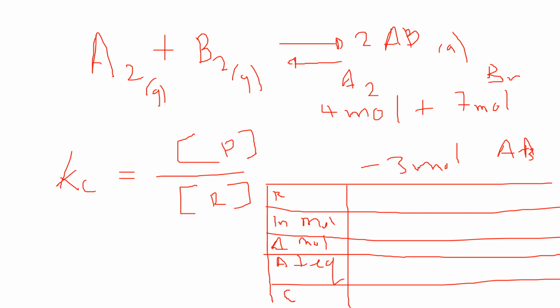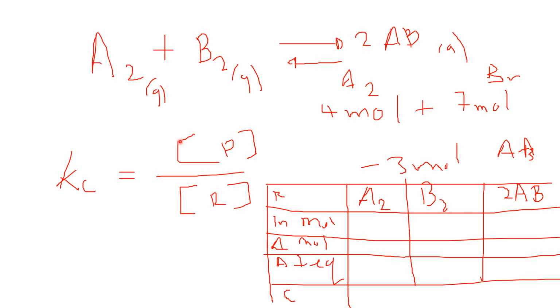So now here we'll have our reaction having 2A2 and then B2 forming what? 2AB. Okay, so pay attention here.